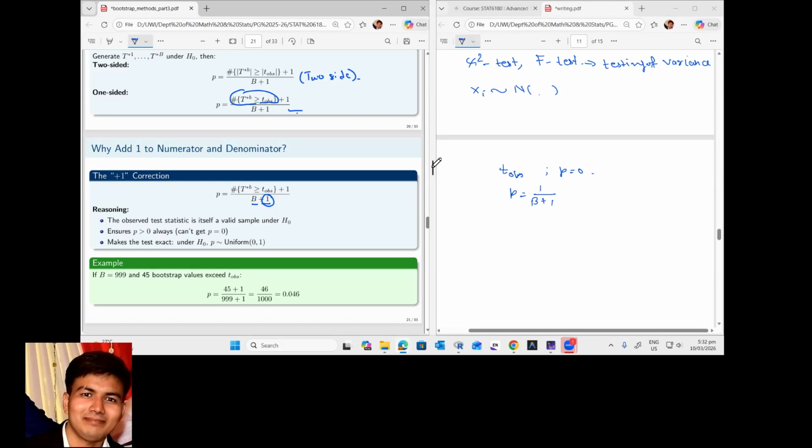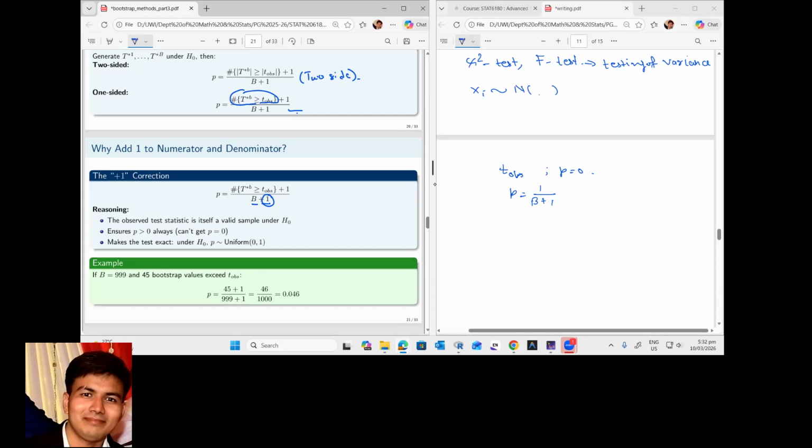So uniformity under H naught makes the test exact under the H naught. P follows the uniform distribution 0 to 1. So for an exact test under H naught, the P value should follow a uniform distribution, and the plus 1 correction ensures that the empirical distribution of the P value is approximately uniform, avoiding the discreteness that would otherwise cause the test to be conservative or liberal.